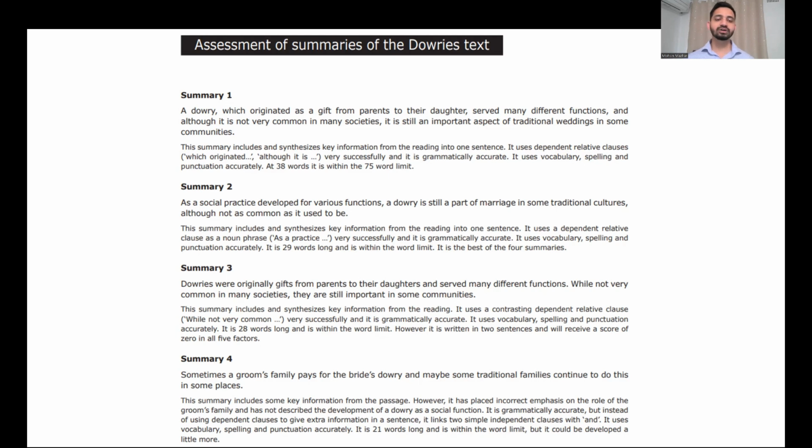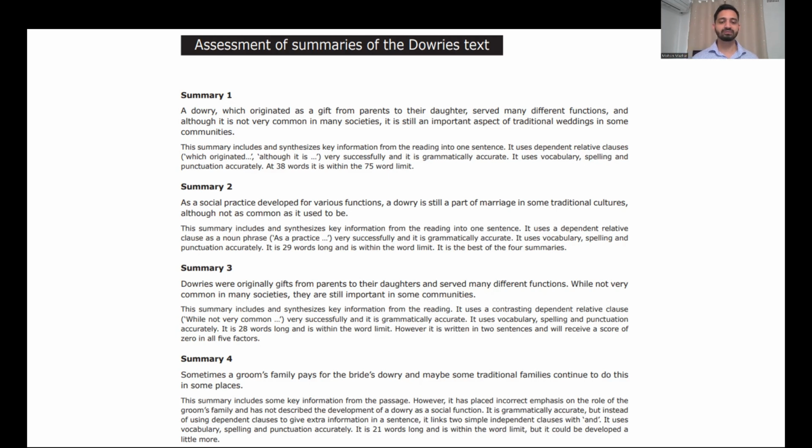All right, talking about summary 4. Sometimes a groom's family pays for the bride's dowry, and maybe some traditional families continue to do this in some places. Now, it seems like this summary is talking about the groom's family, and it's not really talking about what the dowry is. So that can be an incorrect summary, but we'll read the explanation and understand what's wrong with this summary. It seems wrong to me.